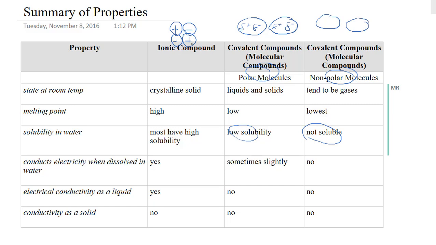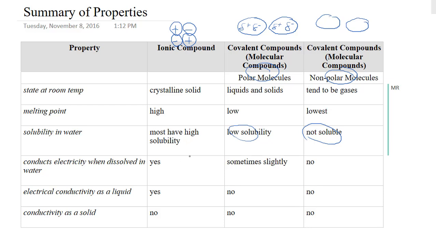Remembering that ionic compounds tend to be solids. There's a strong attraction between the ions. We refer to them as being crystalline because they tend to be very organized in their structure. Their melting point is high because we need to overcome this strong attraction between the ions in order to separate the ions and melt them. We refer to it as overcoming the lattice energy when we describe it.